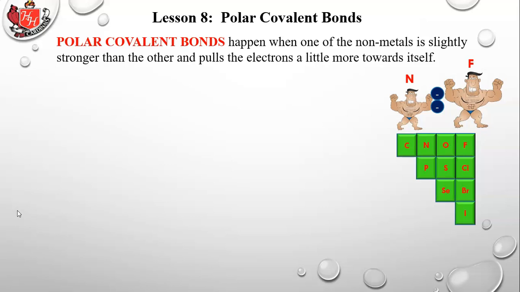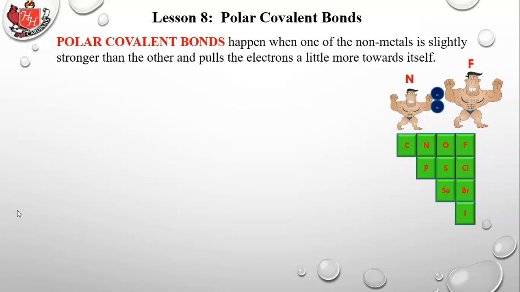Polar covalent bonds happen when one of the nonmetals is slightly stronger than the other and pulls the electrons a little more towards itself. So if we look at, here we have 2 nonmetals. They're both strong guys. But fluorine has the highest electronegativity of any element on the periodic table. Nitrogen has a high electronegativity, but it's not as high as fluorine's. It's not as strong as fluorine. Therefore, fluorine is a little stronger.